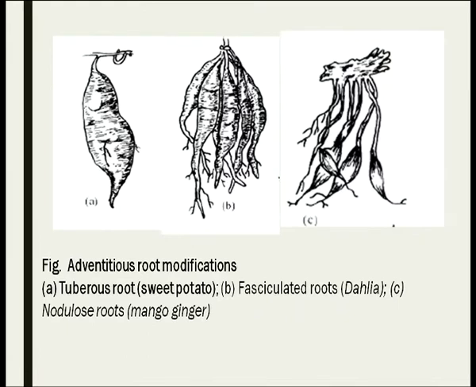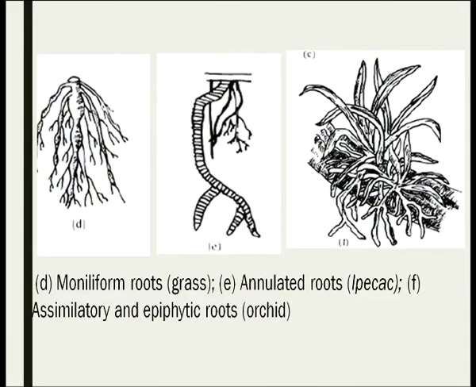And you can see certain pictures now where adventitious root modifications have been shown. So these are the examples A, B, C of tuberous roots, fasciculated roots and nodulose roots, right. So let's move ahead and let's see some more pictures of some other roots. This is the moniliform root, which is figure D, and annulated root, which is in ipecac, and assimilatory root or the epiphytic roots as found in some orchids.